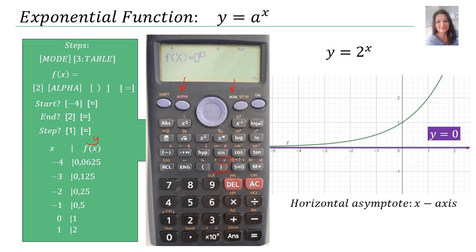And what does that mean? That means that your graph will get closer and closer to the line y is equal to 0, but it never touches it, or it never intersects. Then, very important is this point over there. This is your y-intercept, and that is the point 0, 1.